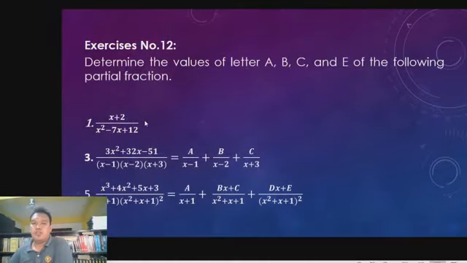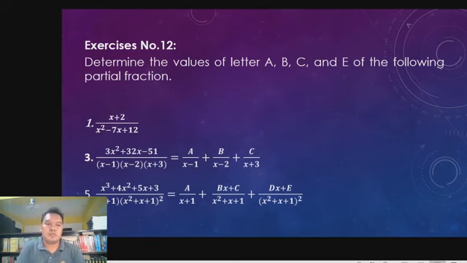Number 5. We have number 5, which is equivalent to x cubed plus 4x squared plus 5x plus 3 all over x plus 1 multiplied by the quantity x squared plus x plus 1, squared, equivalent to a all over x plus 1 plus bx plus c all over x squared plus x plus 1 plus dx plus e all over the quantity x squared plus x plus 1, squared.